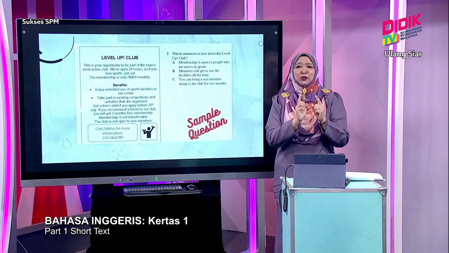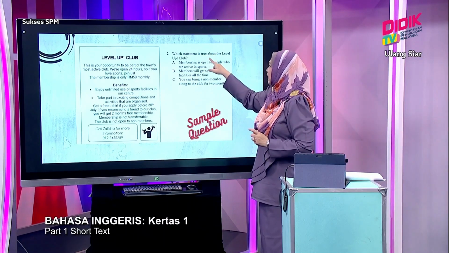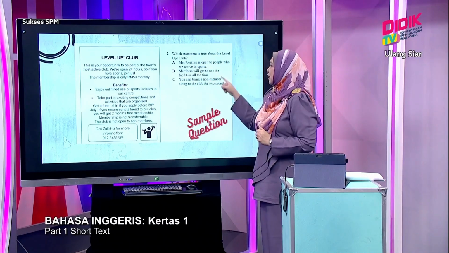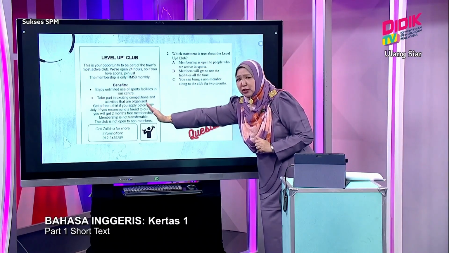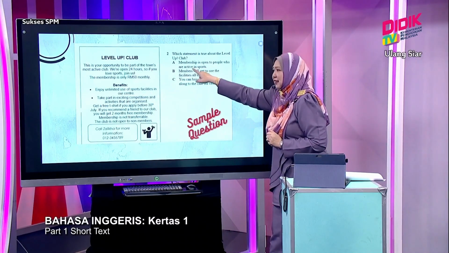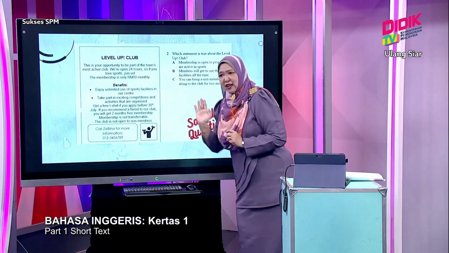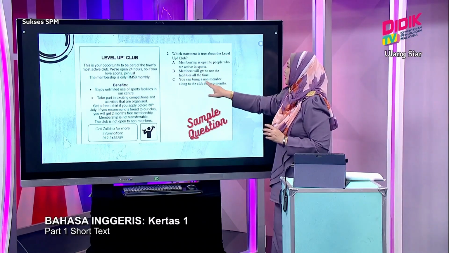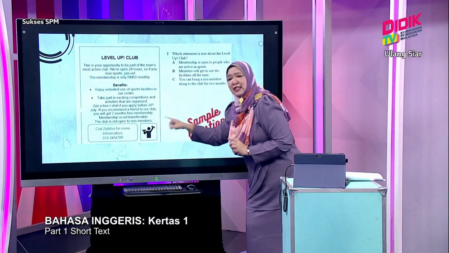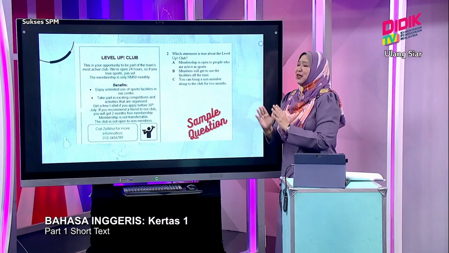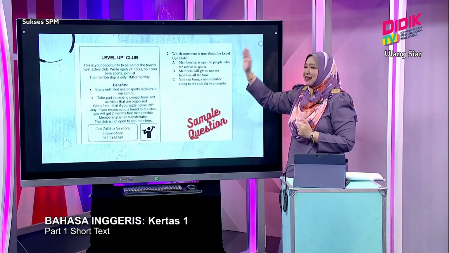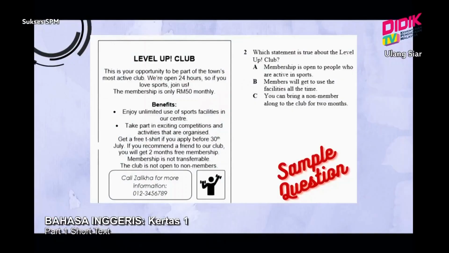So that is how you look for clues. Okay, the keyword here is true. You want something that is true, and then when you look at the answers given, go back to the stimulus, and the clues are there. For example, open to people who are active. Active is not the same as love, so that is not the answer. And then you can bring a non-member, but here it is not open to non-members. So that is how you match the clue to the one in the stimulus. So that is how you answer part 1.